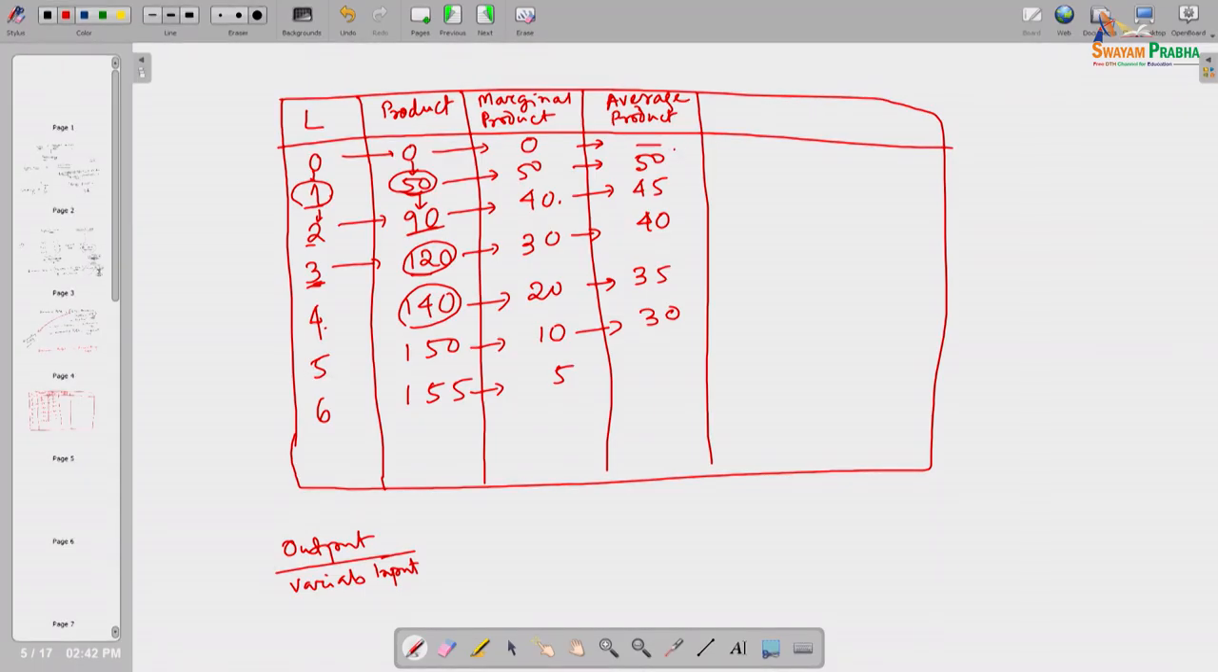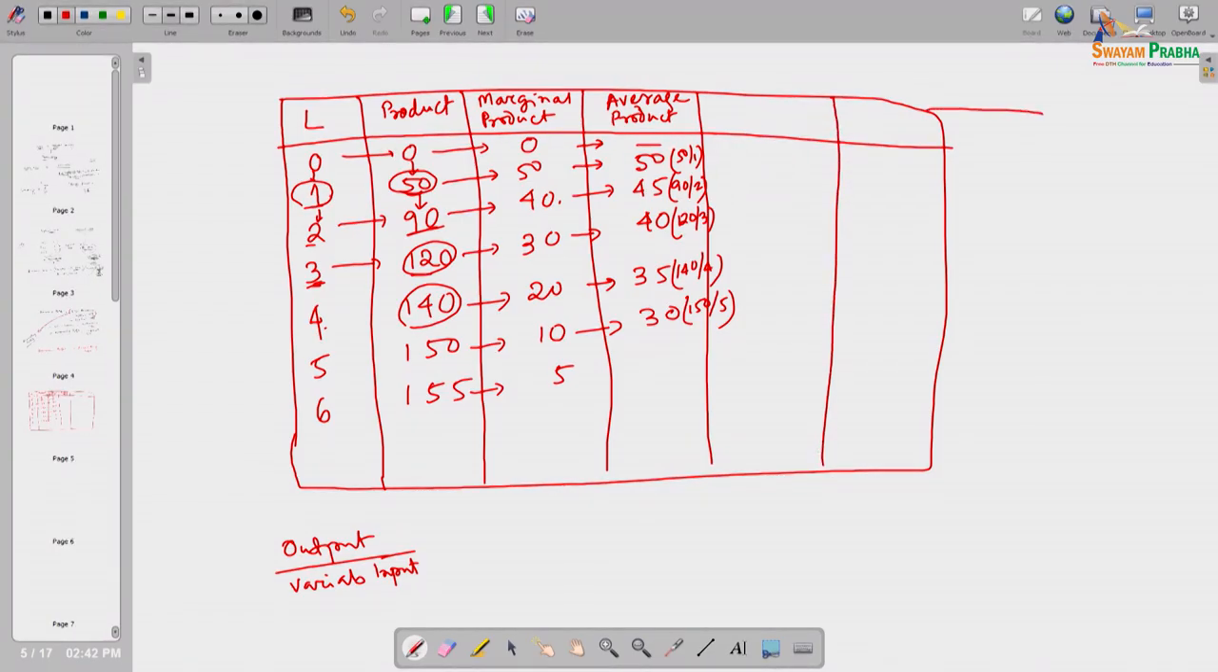So, this is basically 50 by 1 in that way 50, this is basically 90 by 2 in that way 45, this is basically 120 by 3, this is 140 by 4, this is 150 by 5 and so on. Okay, variable average product.